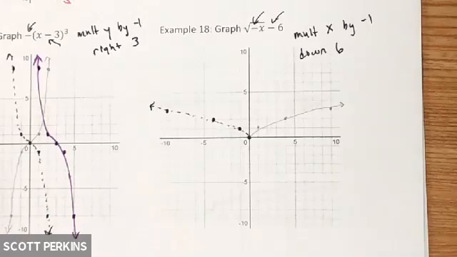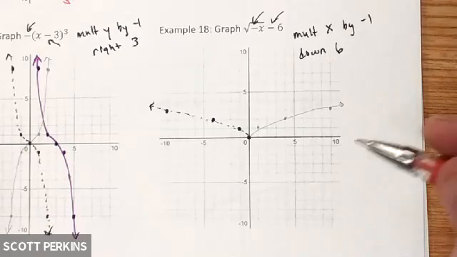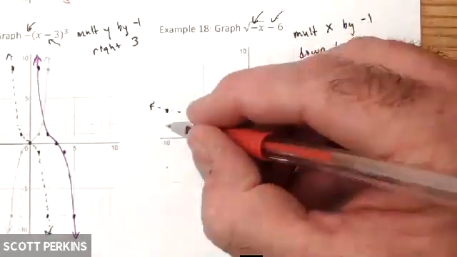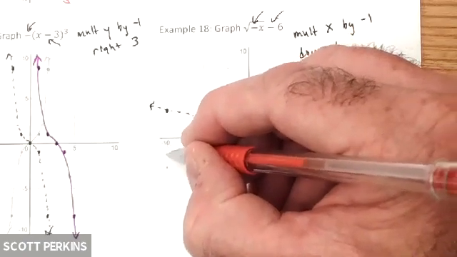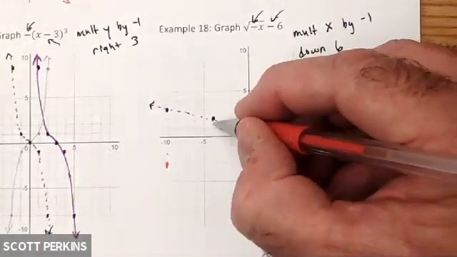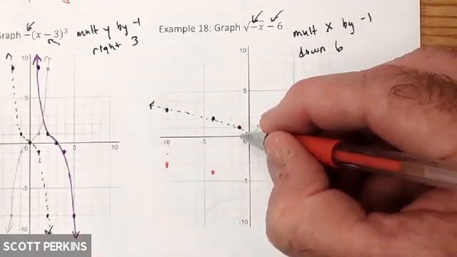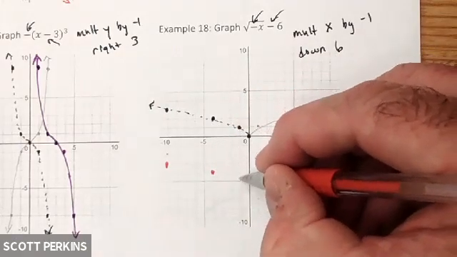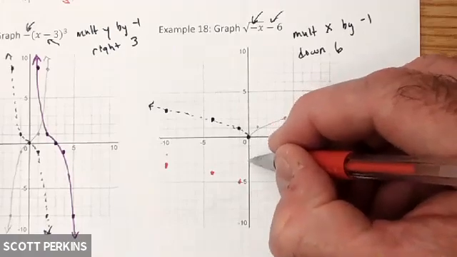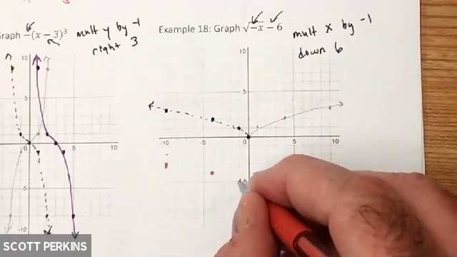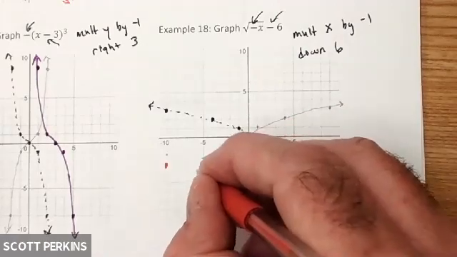And then the last thing I'm going to do is take that graph and move it down 6 units. So each of these points, 1, 2, 3, 4, 5, 6. Oops, I lost count. 1, 2, 3, 4, 5, 6 down right there. 1, 2, 3, 4, 5, 6 down right there. 1, 2, 3, 4, 5, 6 down. And then 1, 2, 3, 4, 5, 6 down. And I'll connect those dots. And the red graph is the finished product.